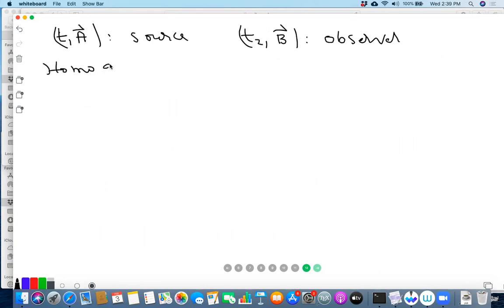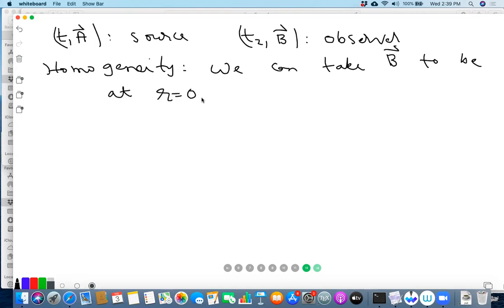So T1A is the source, and T2B is the observer. Now, because of the homogeneity, we can take B to be anywhere that we like, to be at r equal to 0. And if you take it to be r equal to 0, theta and phi don't matter. I can take theta and phi to be 0 also.